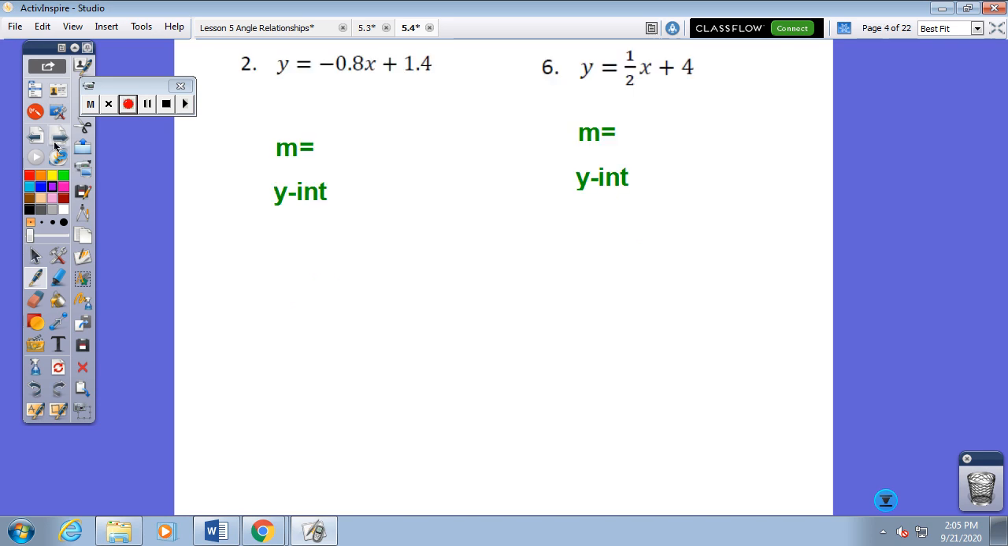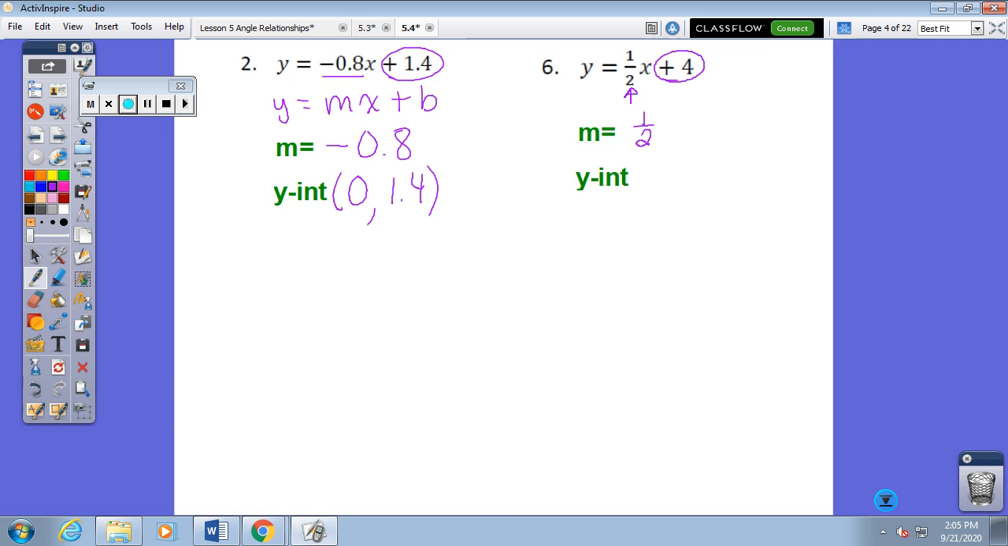Okay, so next one, remember it's y equals mx plus b. My m here, even though it's a decimal, is negative 0.8. My y-intercept is 0, comma 1.4. Next, what's in front of x is your m, 1/2. What's being added or subtracted at the end is your y-intercept, so positive 4. So go ahead and pause this and check, then we'll run through the next few.